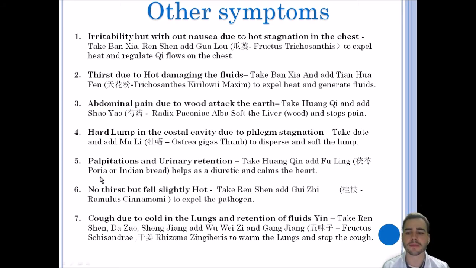Okay, pretty easy. Next one, if the patient is not thirsty, but feels hot, it means the pathogen is still there, it's stronger. So we want to use Guizhi, a plant that helps us to expel external pathogens through sweating, really easy. And the last one, if you cough and it's because you have cold in the lungs, we are going to change the ginger for dry ginger to warm the lungs, okay, and then we are going to use Wuweizi and dry ginger here. So we are going to warm the lungs, then the cough will stop.